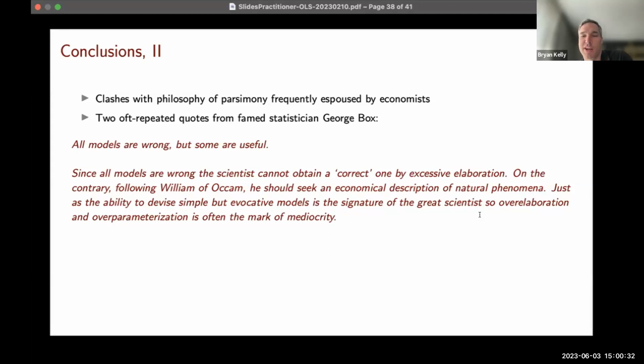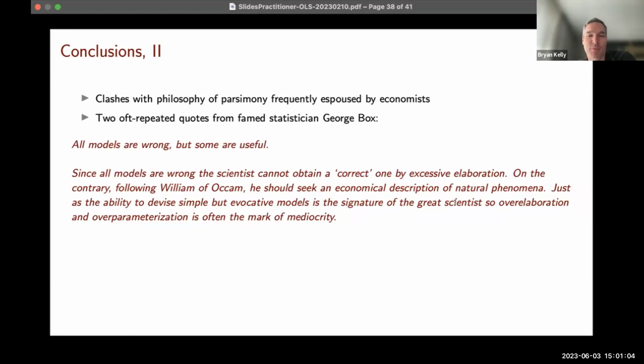This is another quote that I think is particularly relevant for this discussion here. "Since all models are wrong, the scientist can't obtain a correct one by excessive elaboration. On the contrary, like Occam's razor, he should seek an economical description of natural phenomena," i.e. he should use small models, right? "As the ability to devise a simple model is the signature of a great scientist, the tendency to build too big of a model is a sign of mediocrity."